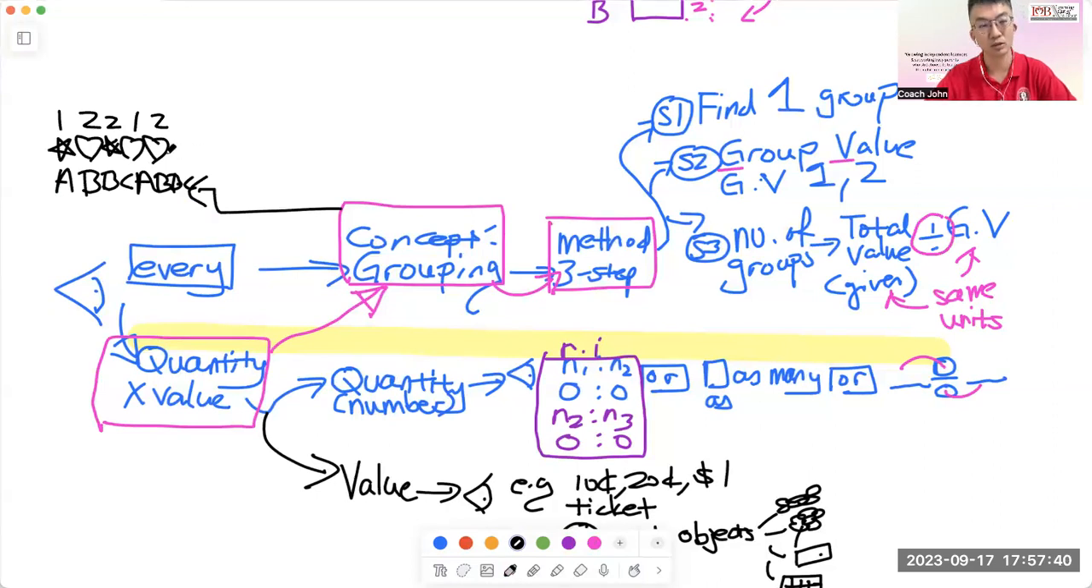So the step is the same. You need to find one group, find a group value, and find a number of groups. And knowing this method will give you about 75% of your steps on autopilot. Okay. And just to elaborate, sometimes in some questions they use each. Okay, they use each. Yeah, for each group or each packet.